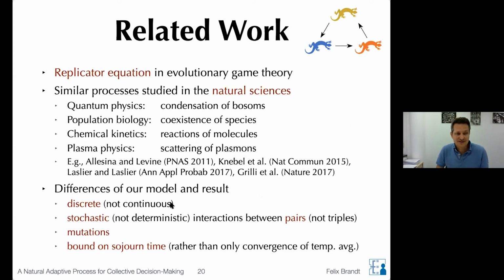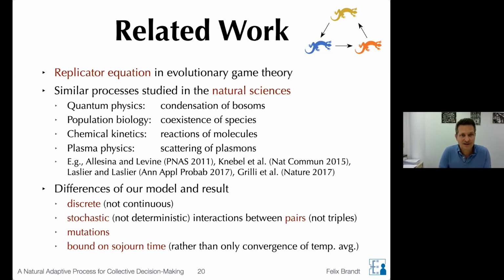So first, our model is discrete and not continuous, which is usually harder to get analytical results for. We have stochastic rather than deterministic interactions between pairs and not triples. Some of these results use triples of entities that interact with each other. We have mutations, which is necessary for our results. If you don't have mutations, then all these results break down. And as a consequence, we have not only the convergence of the temporal average, but a bound on the sojourn time, which is a much stronger type of result.